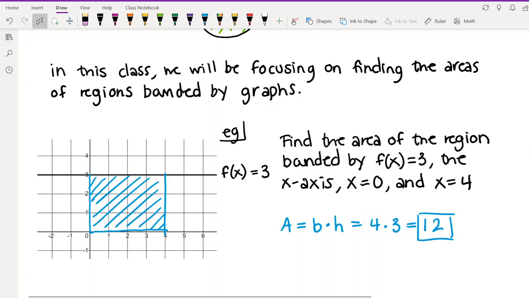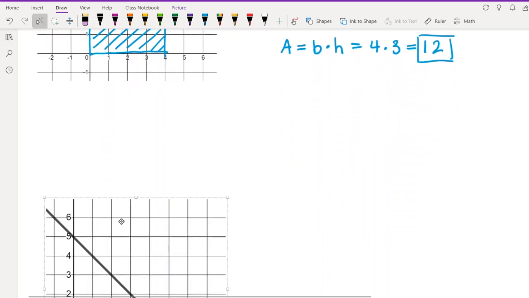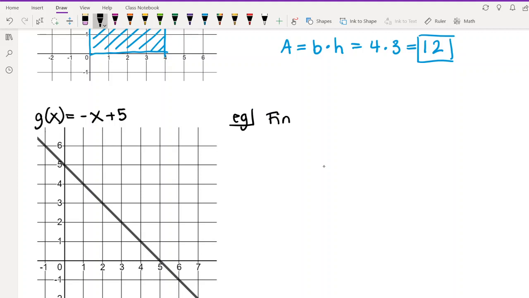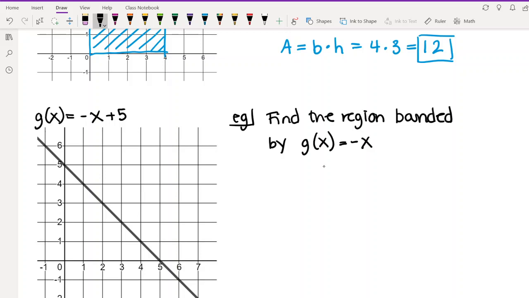So we could also do something similar with another type of function. In this graph, we have the function, let's call it g of x, is equal to negative x plus 5. So let's say now we wanted to find the region bounded by g of x is equal to negative x plus 5, and the x-axis. I guess I should have said here the word and. Let me just fix that to make this sentence a little smoother.